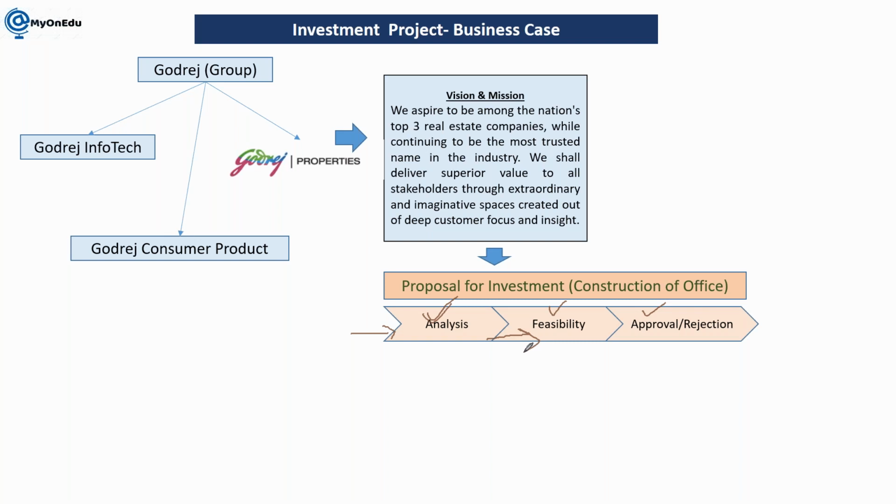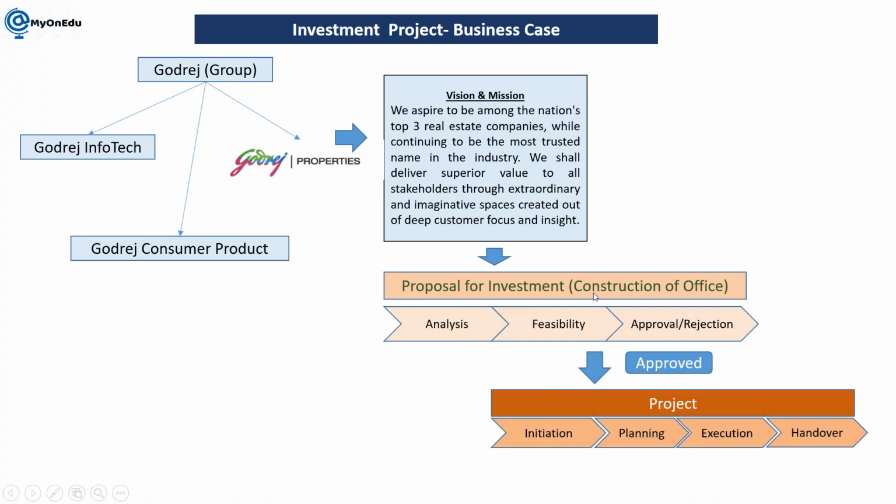Once they confirm from this stage, it goes for the feasibility study. In feasibility, we check as per the proposal whether technically we can achieve it, and whether, as per the finance we have, we can achieve it or not. Once it is through feasibility, it goes for approval and rejection. If it is approved, it goes to the next stage. If it is rejected, it stays here itself. So let's say it is approved, then it goes for the project.